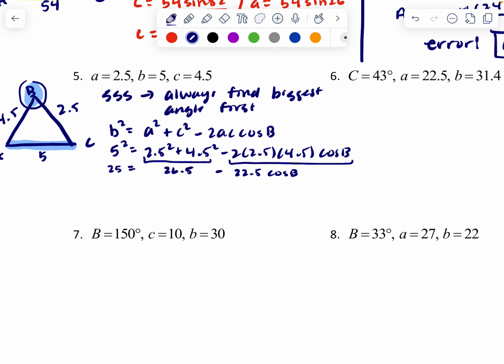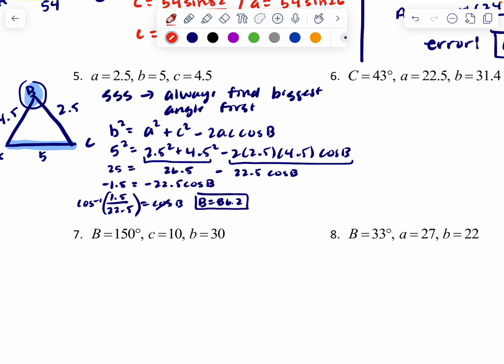Again, I cannot combine the 26.5 and the 22.5 because the 22.5 has a variable attached to it. So if I subtract 26.5 from both sides, I get negative 1.5 equals negative 22.5 cosine of b. Then if I divide by negative 22.5, a negative over a negative is a positive. To find angle B, I take the cosine inverse of 1.5 divided by 22.5. I got 86.2, so angle B is 86.2 degrees.